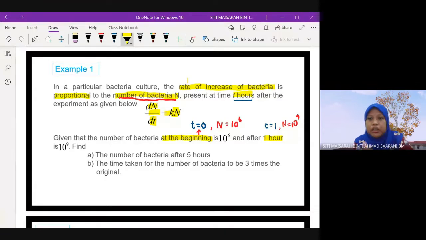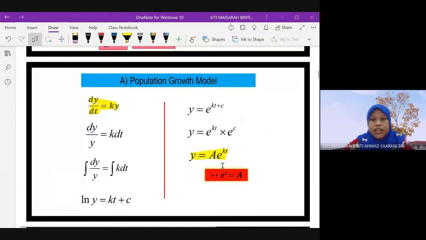Boleh cari dua benda. Yang kita dah boleh expect, kalau ikutkan kita akan cari K, satu K. Ada lagi satu constant kita, constant yang kita assume sebagai C. Kalau tadi kita nak cari, dia dah A kan dekat sini. A equals to E power C. So jadi kita akan cari A, satu cari A, satu untuk cari K.